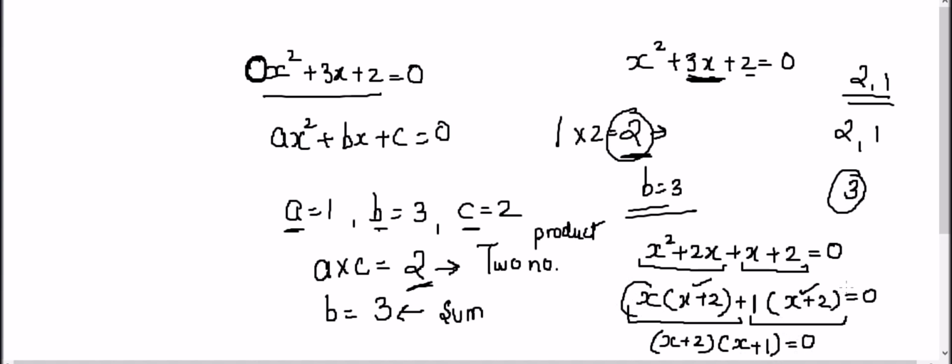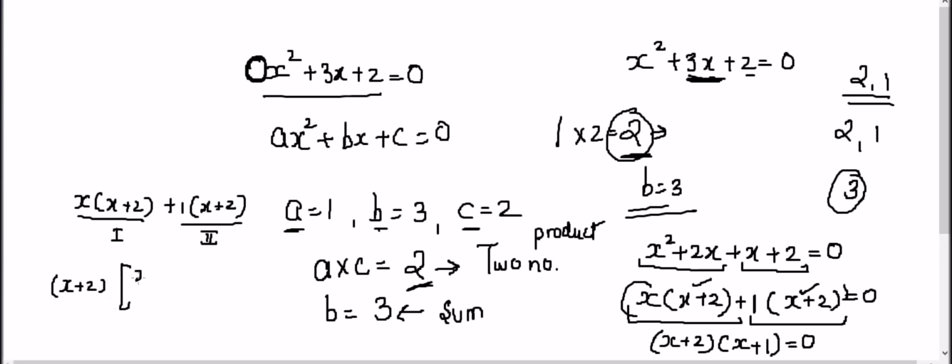I'm again repeating this step. It's x times (x plus 2) plus 1 times (x plus 2). This is one term, this is our second term. In both the terms, x plus 2 is the same. So you need to take out x plus 2 as common. If you are taking out x plus 2 as common, you have to divide the same. So it will be x times (x plus 2) divided by (x plus 2), plus 1 times (x plus 2) divided by (x plus 2).